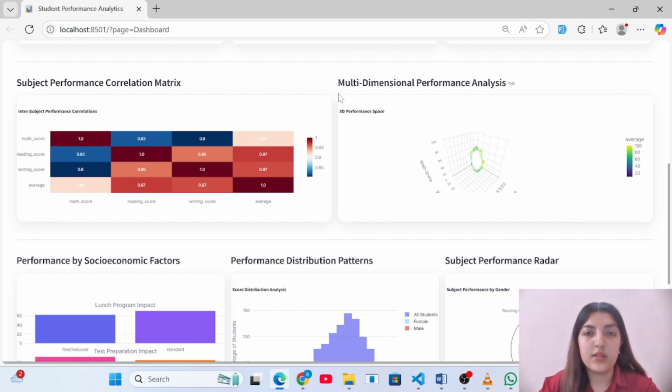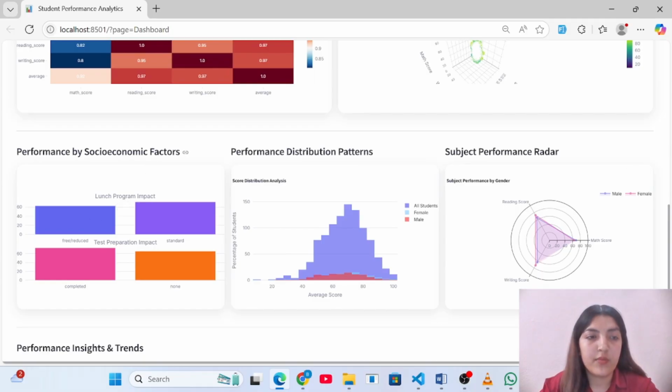So here you can see the multidimensional performance analysis of the three subjects, which are math, reading, and writing. It shows the overall score balance and the performance clusters of all of these three subjects of the students. The next one is the performance by the socio-economic factor.